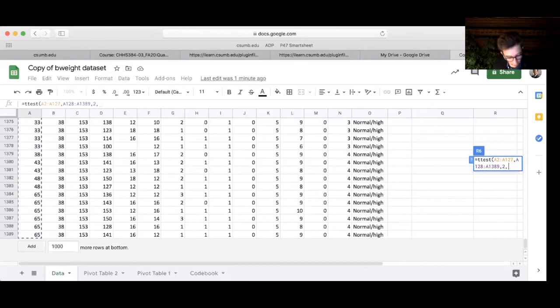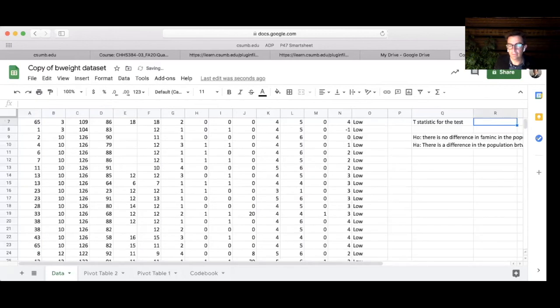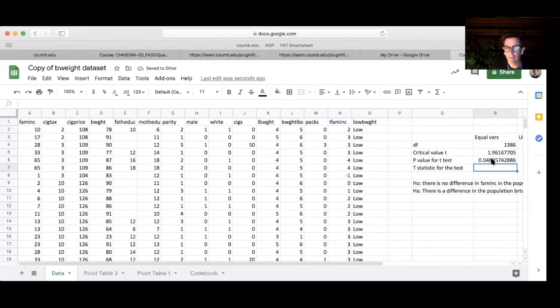Well, we're going to do both. We're going to do equal variances, and that's a 2. So 2, and that's all we need. We close parentheses, and we hit OK. And we get a p-value there, right? This is assuming equal variances.